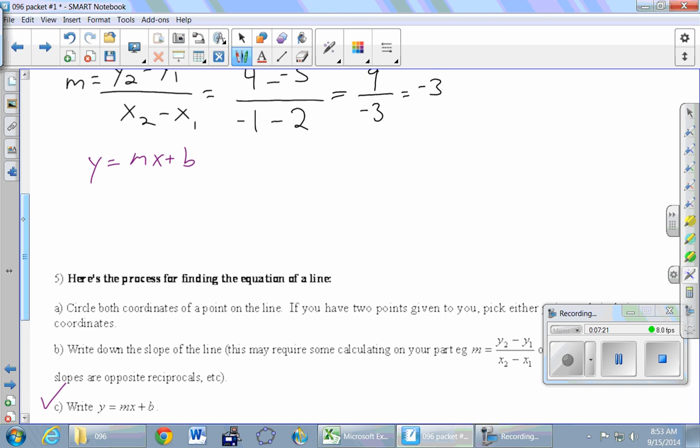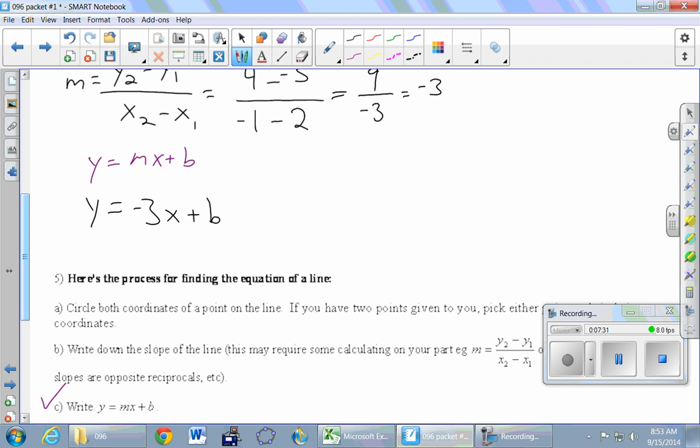So down here in the next line, y equals some number. It's the m. What's the slope? It's -3 times x plus b. So at that step, all we did was change the m to the slope.